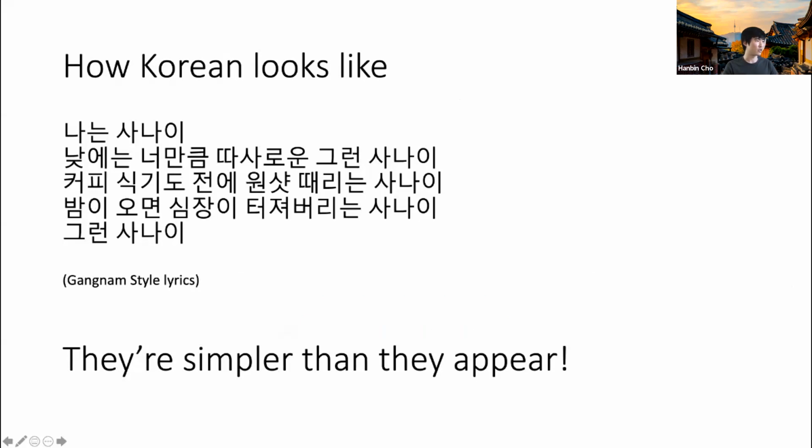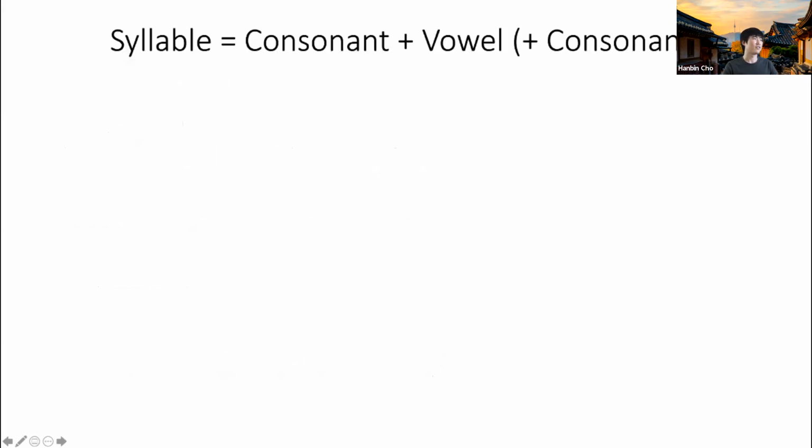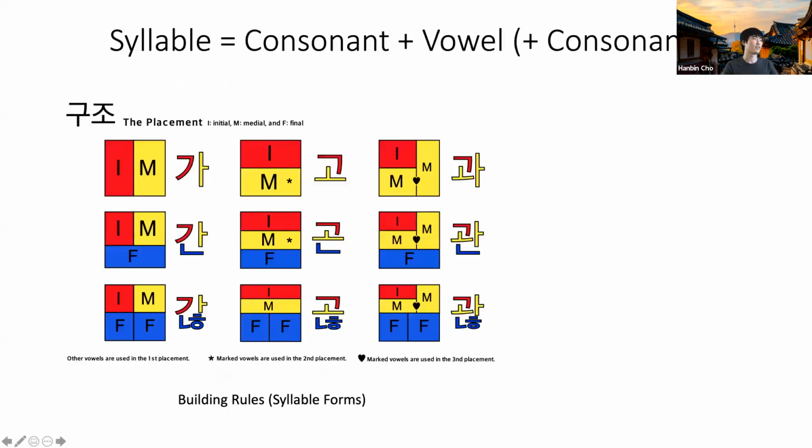Let's note that you can at least visually make out that this is different from this. Each box represents some sort of unit, and that unit is a syllable. A syllable is fundamentally a beginning consonant, a vowel, and optionally an ending consonant. The boxes embody this rule.